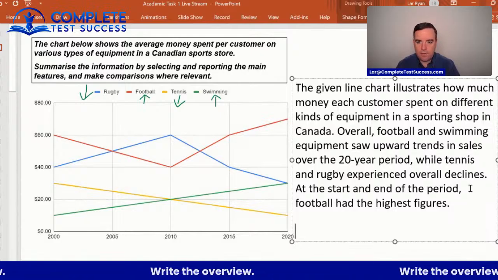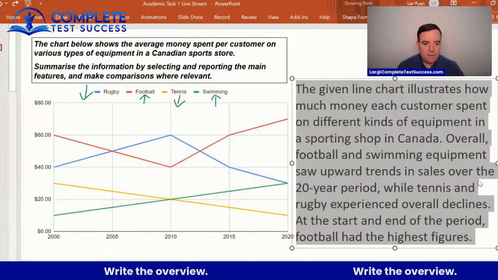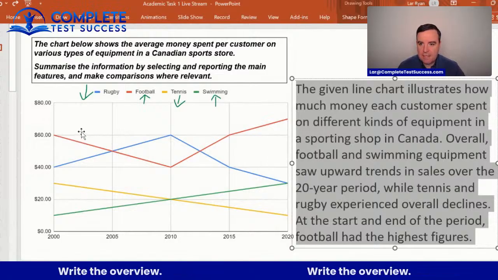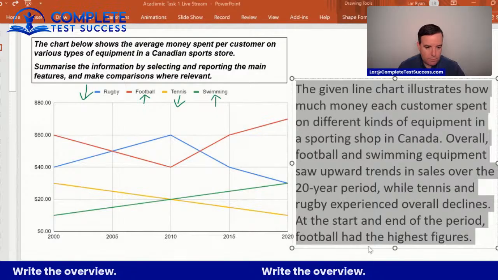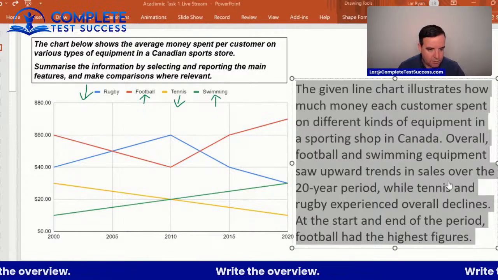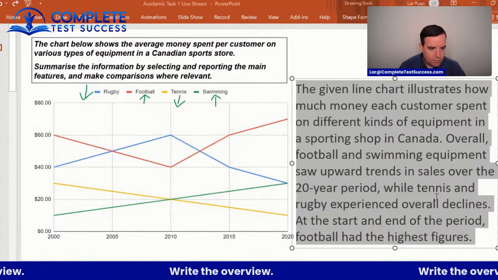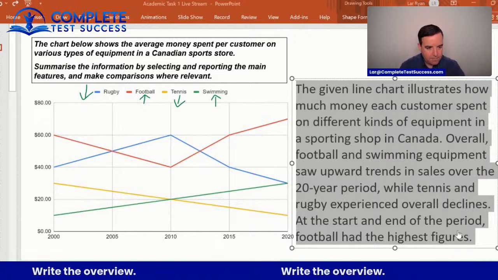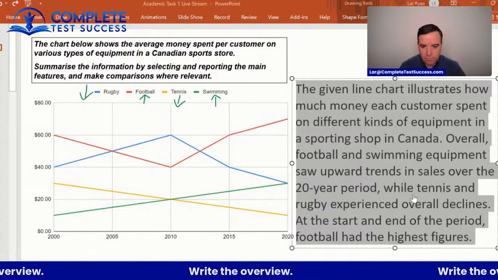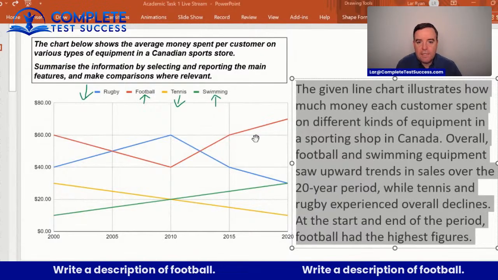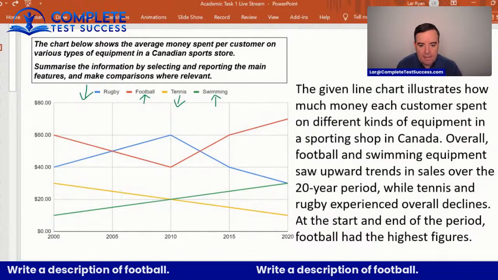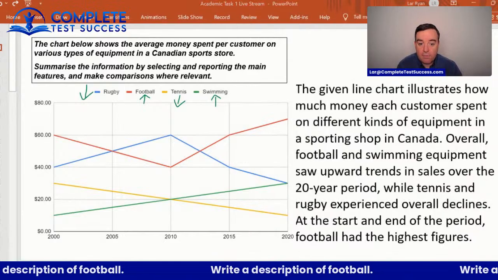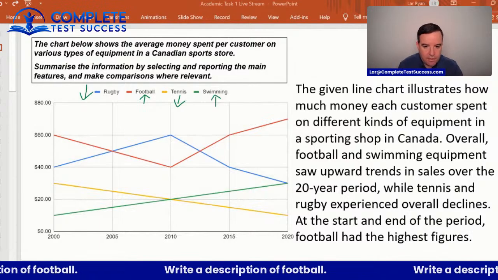Okay, so for now, let's start with our description of, let's say, football. That's my next task for you guys. I want you to write the description of football. Like before, share that with me in the comments. I'll tell you if you're doing anything wrong, and then we'll put an example on the screen.